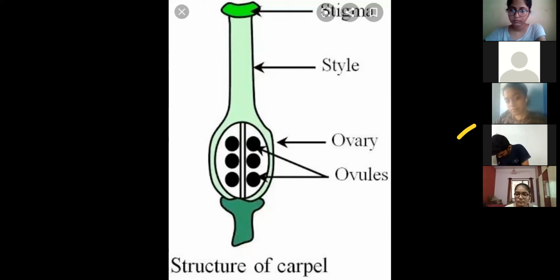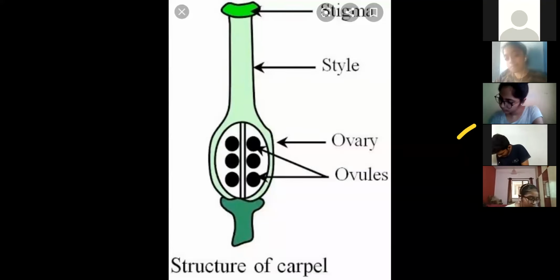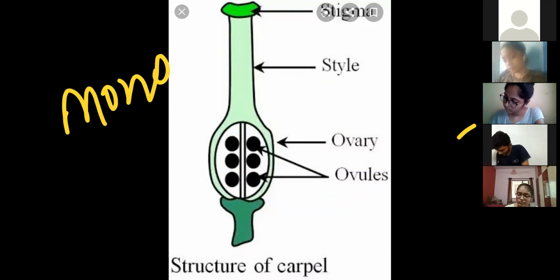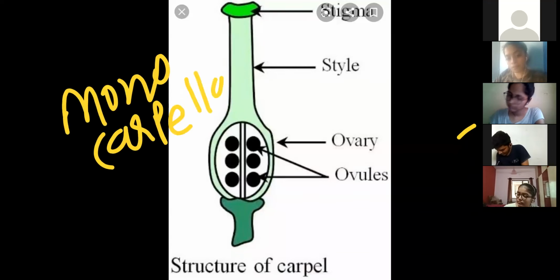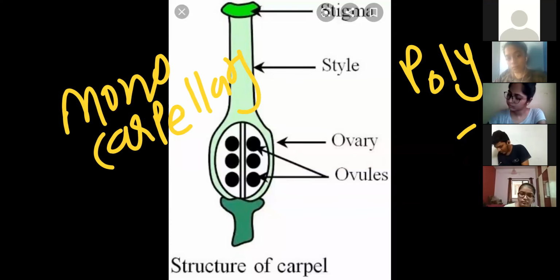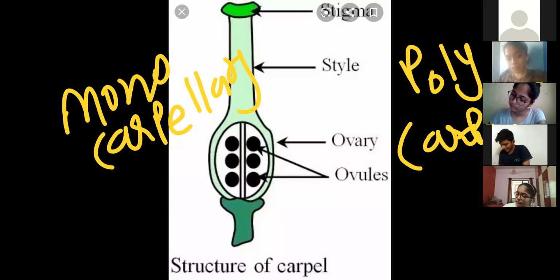Next. So in some of the flowers, either a single carpel is there. In some of the flowers, many carpels are there. Right? Single, so that we call monocarpellary condition. Mono meaning single carpel is present. In some of them, many carpels are present, more than one. We call polycarpellary condition. Poly meaning many. Right?